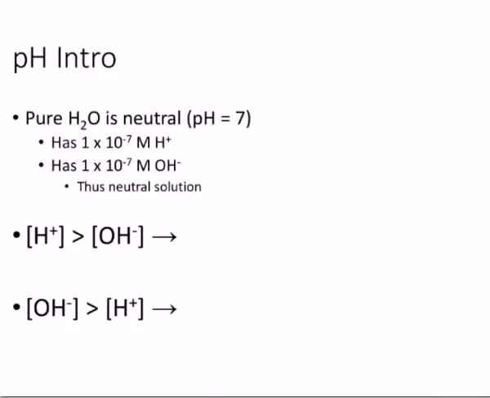So here we go. We just did this, guys. If the hydrogen ion concentration is greater than hydroxide, what do we have? We have an acid. And if the other way is true, we have a base, okay? So a neutral solution, guys, is where you have equal amounts of both.